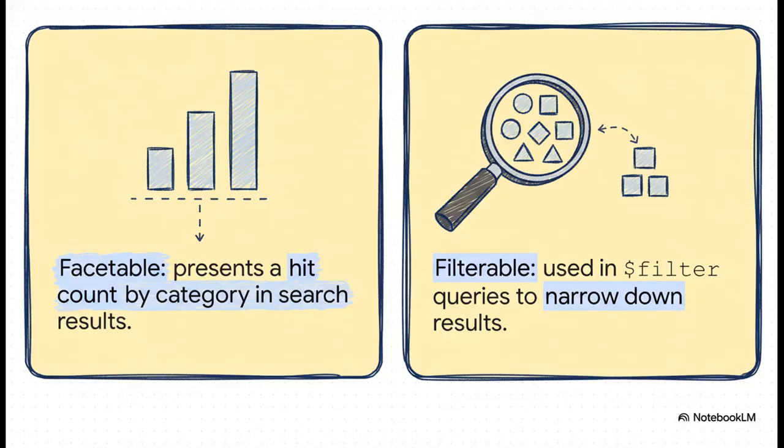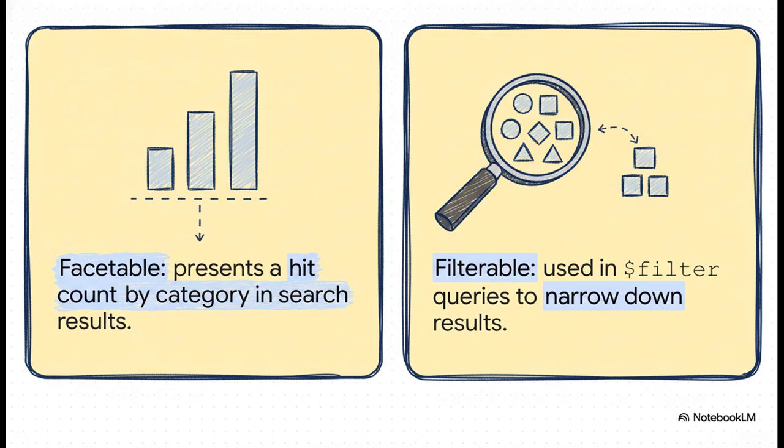So, here's the crucial distinction you have to get right. The facetable attribute, that's what does the counting and shows those counts to the user. It creates that handy little menu on the side of e-commerce sites. Filterable, on the other hand, is what makes that menu actually work. It's what lets a user click on laptops and actually narrow down the results. It's a small technical detail for sure, but it's the absolute key to building a search that people will actually love to use.